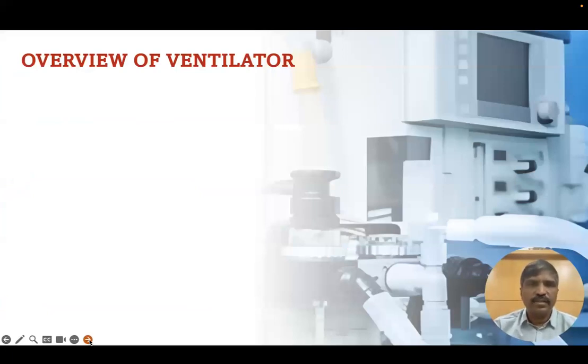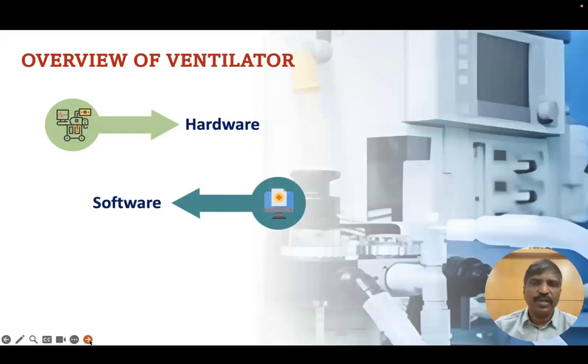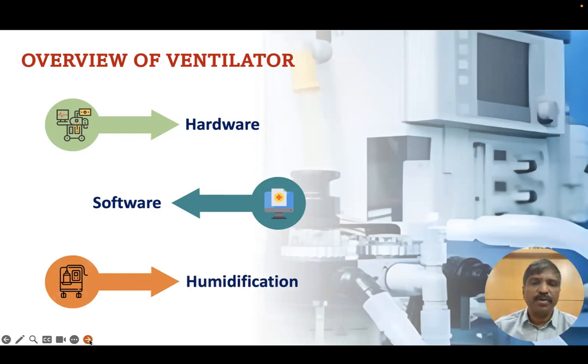So here we'll learn the overview of a ventilator: the hardware, that is the visible part of a ventilator, and the software, which integrates the working of the hardware and helps us to know the function of the ventilator. Then we need to learn about humidification. So basically in this, we will learn the hardware, the software, and the humidification, that are the basic needs of any ventilator.